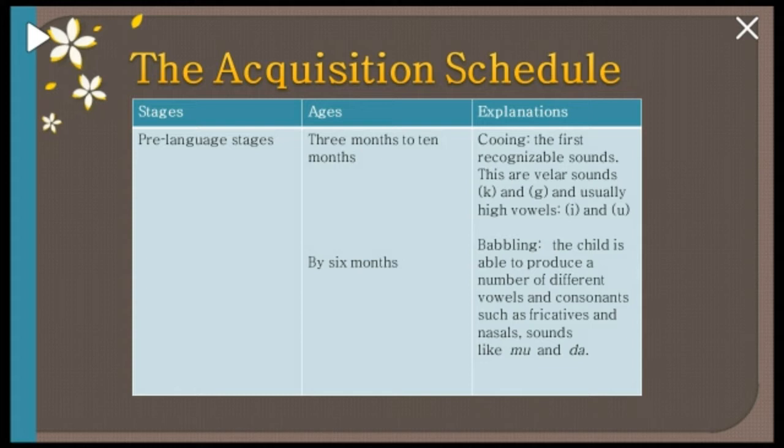And then the second is by 6 months. The explanation is babbling. The child is able to produce a number of different vowels and consonants such as fricatives and nasals. Sounds like mu and da.